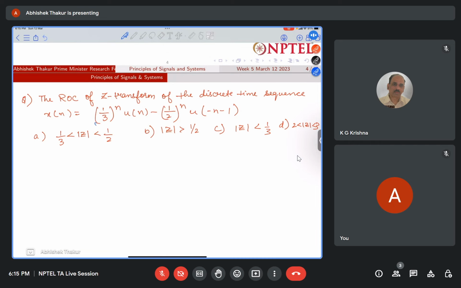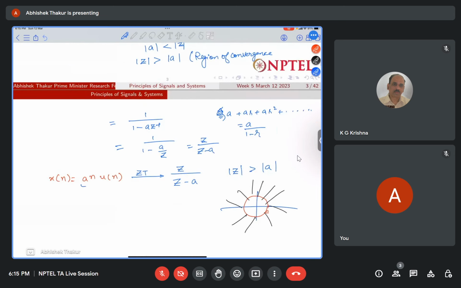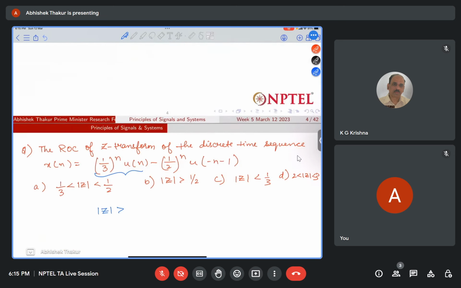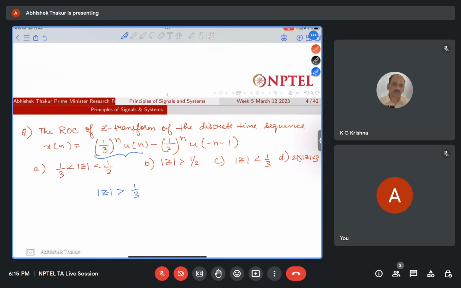We know the first term here is a right-handed signal, as for n less than 0 it is 0. So for a right-handed signal, the magnitude of z will be greater than a. You can correlate here a to the power n u[n], where a is 1 by 3. So the magnitude of z is greater than 1 by 3. And you can also see here u[minus n minus 1]. This is a left-handed signal, since for n greater than or equal to 0 the value of u[minus n minus 1] is equal to 0.